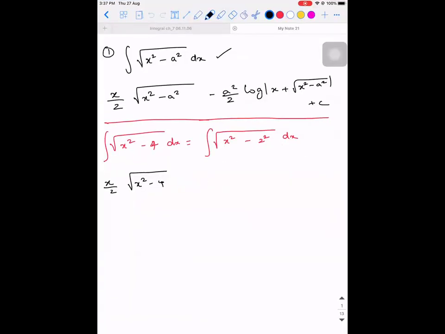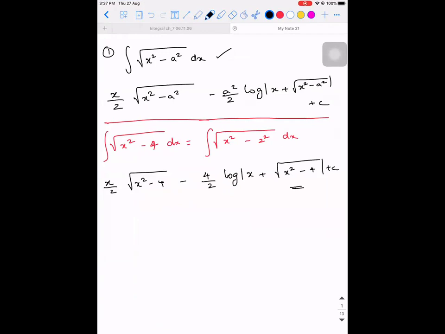x by 2 into root of x square minus 4 minus a square by 2, that is 4 divided by 2 into log of x plus root of x square minus 4 plus c. I hope you guys understood this. Yes or no? Yes, sir.